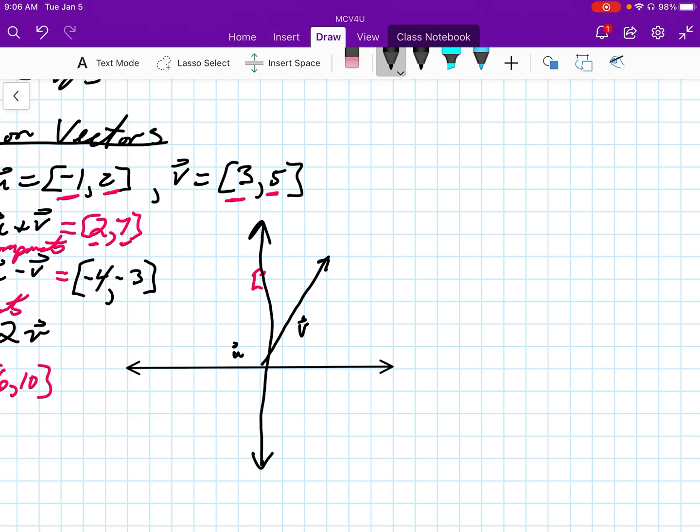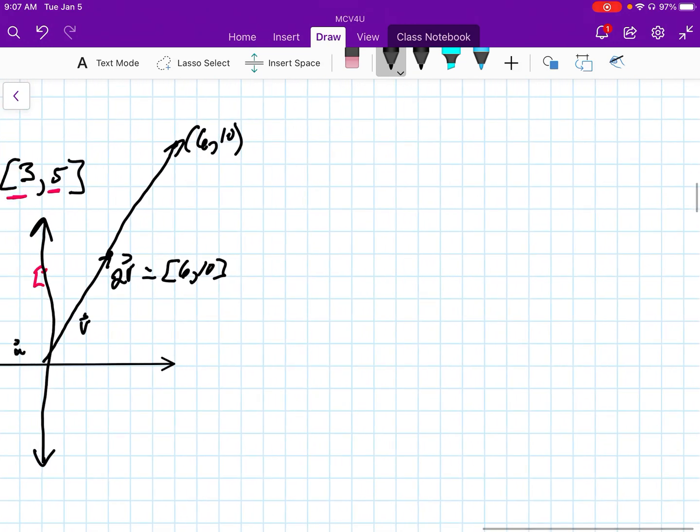2 times vector v, well, again, I'd have to come over from the head of this v and come over 3 again. So 1, 2, 3, and then up 5. 1, 2, 3, 4, 5. We're way up here. So 2 vector v, notice that we are literally at the head of 6, 10 right there. So 2v is in fact 6, 10, the vector 6, 10. All right. So we have to understand what our operations are.